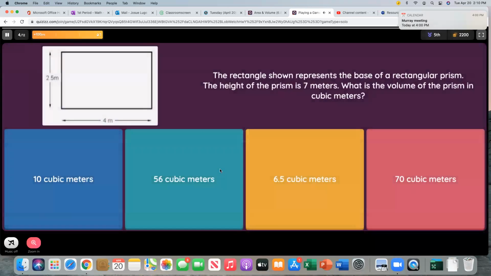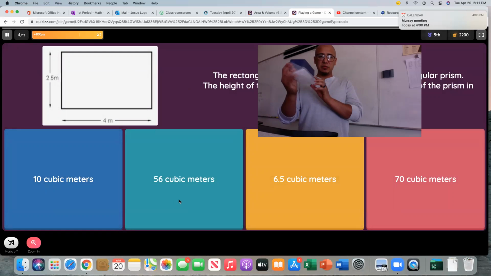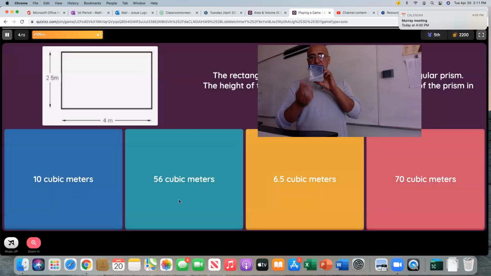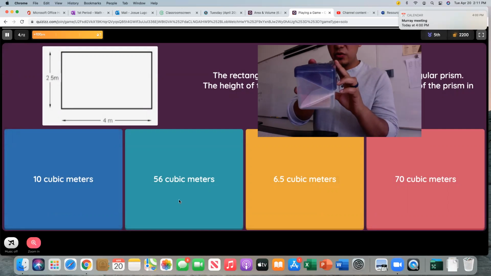Awesome. Moving on. Now, this next one. This is a rectangle, and this rectangle represents the base of a rectangular prism, meaning that this is essentially the bottom face of a box. So if you look here at my screen, if this is a rectangular prism, what you're looking at is only the rectangle at the bottom.